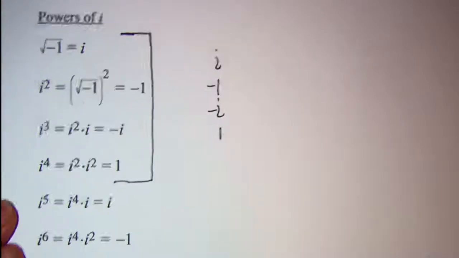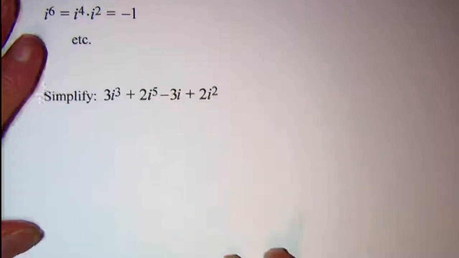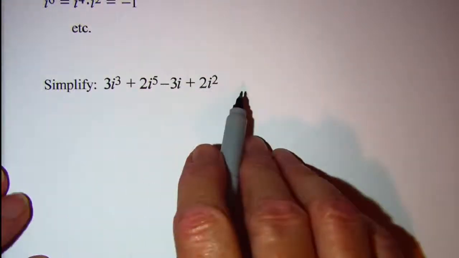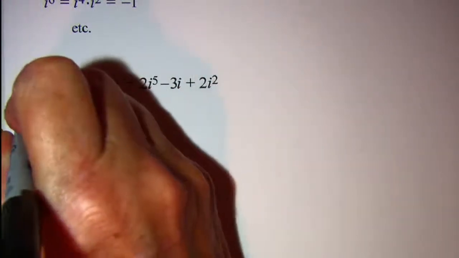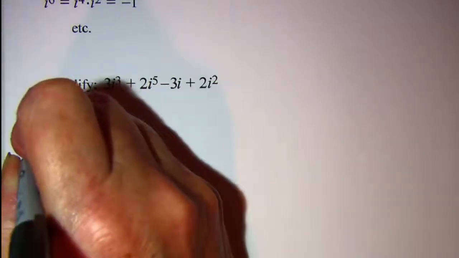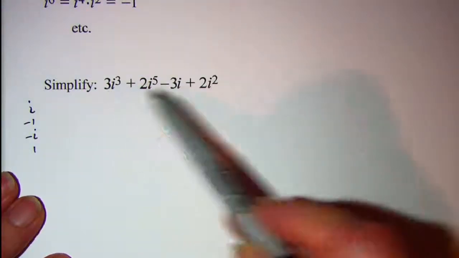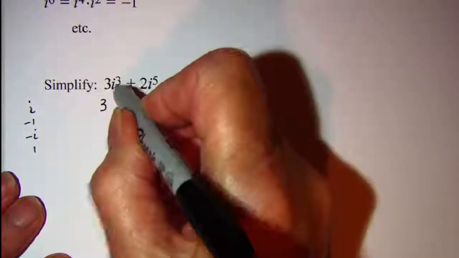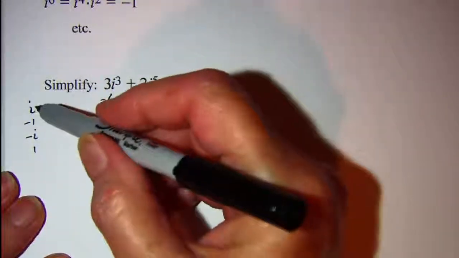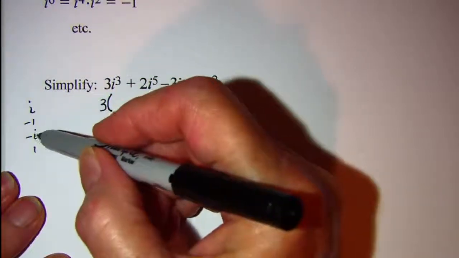So, if I were asked to simplify this expression with powers of i, over on the side, I'm just going to write i, -1, -i, 1, and use this to help me simplify here. 3 times i cubed, and what I'll need to do is find the third level of my rotation. So this is 1, 2, 3. So i cubed is the same as -i.